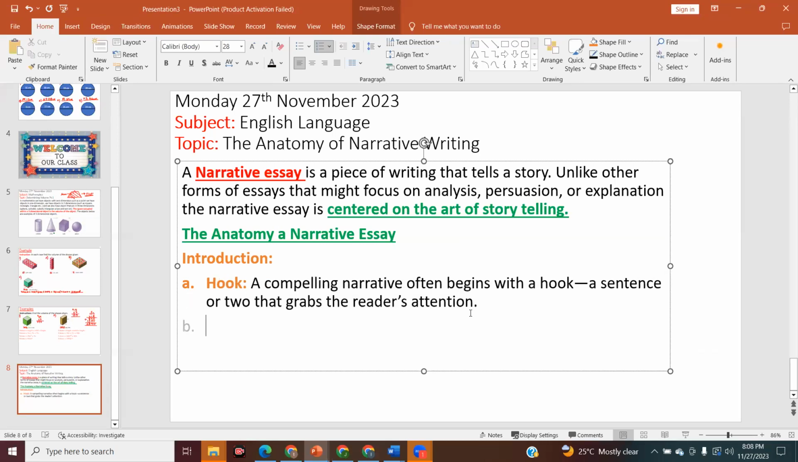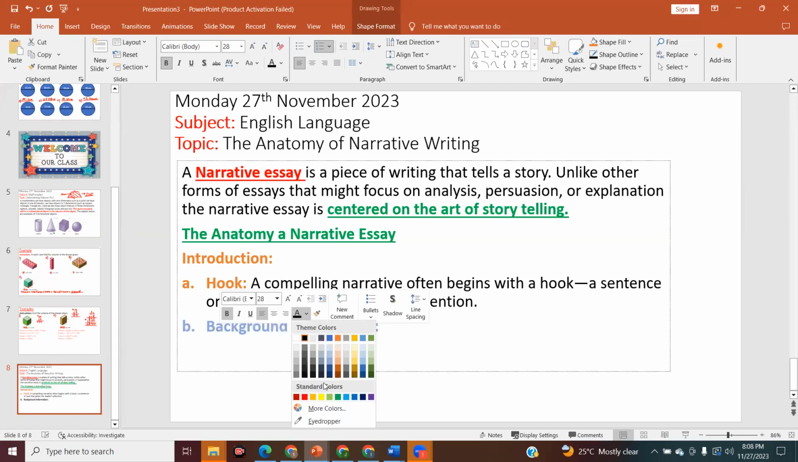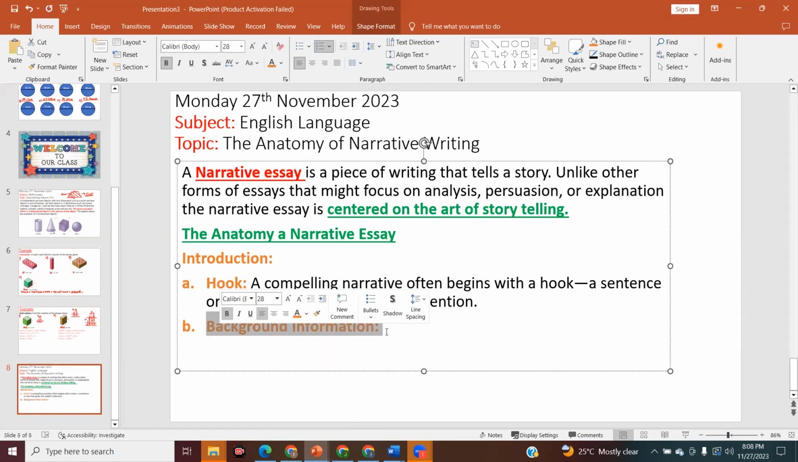Then you basically might have some background information. Now, when we talk about background information, what we mean is some sort of light introduction to the characters or themes that you'll be talking about.